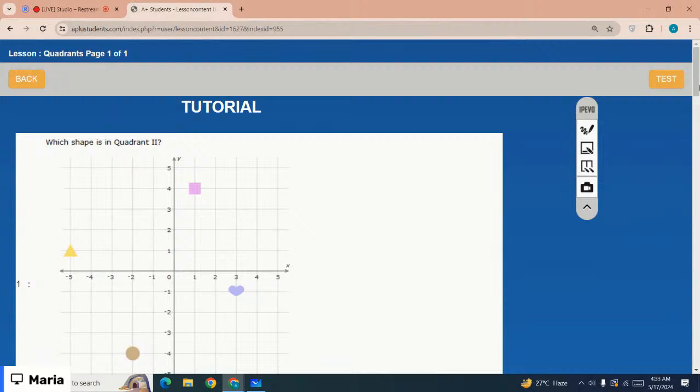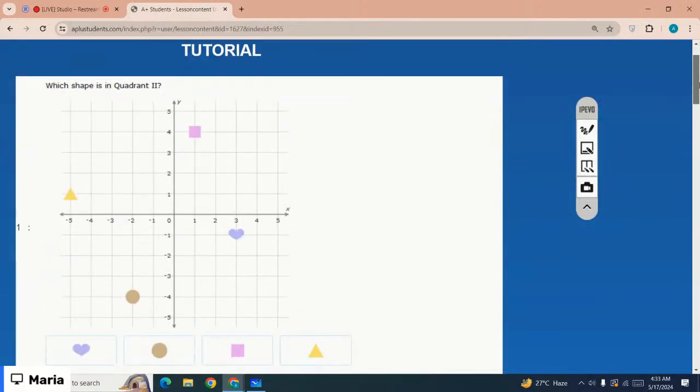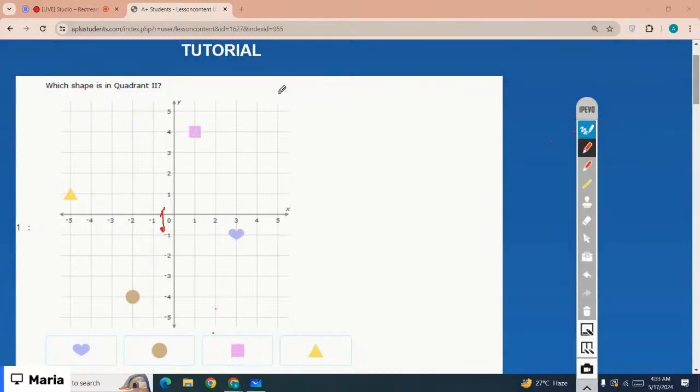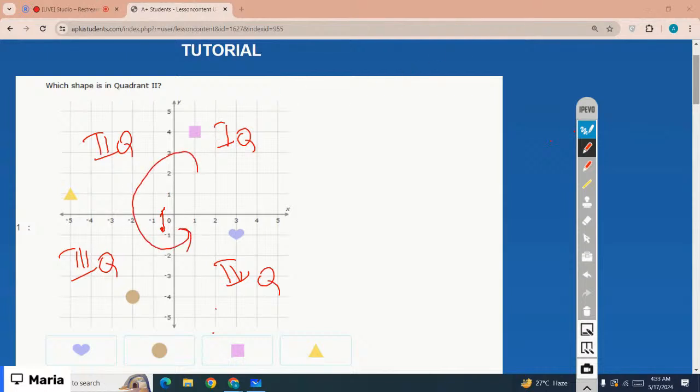Okay, this is the first quadrant, this is the second quadrant, this is the third quadrant, and this is the fourth quadrant, right? So you have to go anti-clockwise. Anti-clockwise means opposite to the clock direction. Clock moves like this, right? So this is the opposite direction, that is anti-clockwise. So you have the first quadrant, then second, then third, and then fourth quadrant.